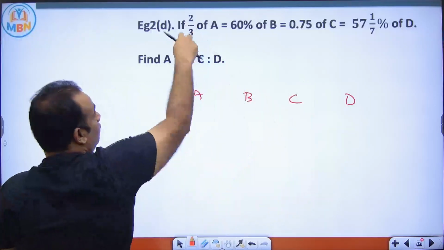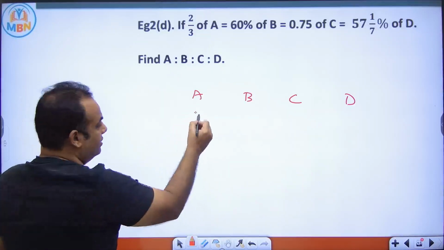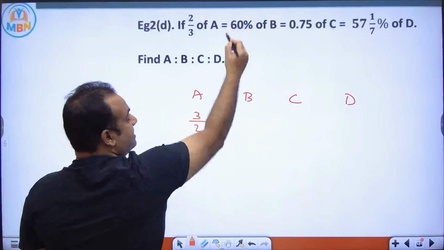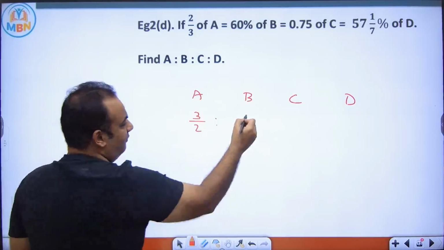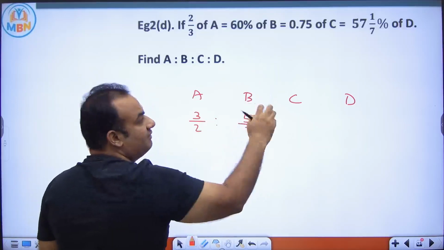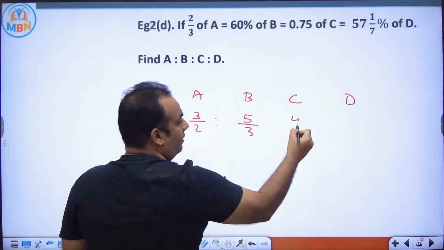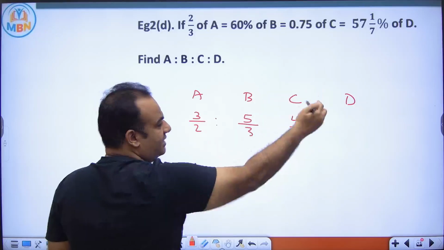What number is written? 2 by 3. Take the reciprocal of 2 by 3, which is 3 by 2. This is 60%, which is 3 by 5. Reciprocal of 3 by 5 is 5 by 3. This is 0.75, which is 3 by 4. Take the reciprocal, 4 by 3. That is 4 by 7. Take the reciprocal, that is 7 by 4.